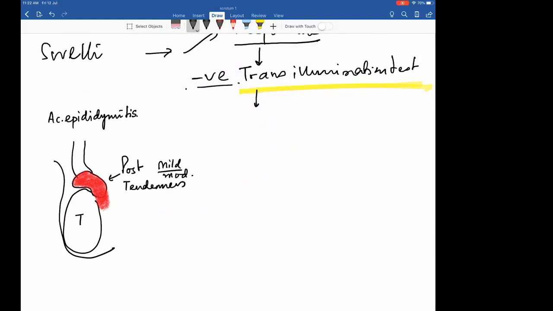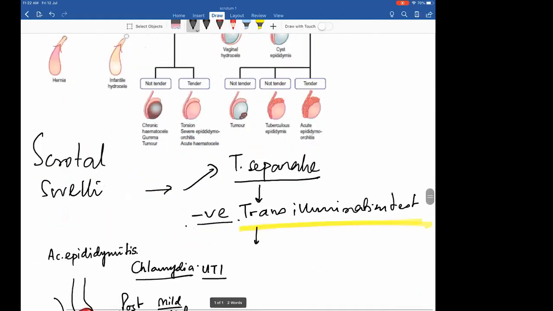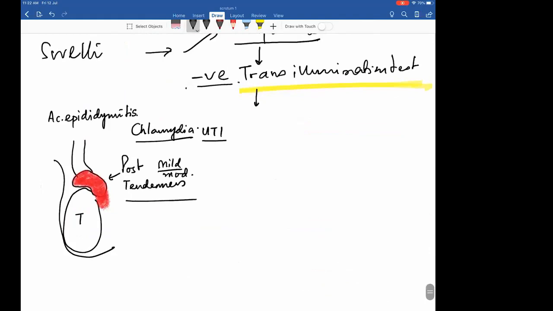Now, the etiology varies from chlamydia to gram-negative organisms, but epididymitis is sometimes part of a urinary tract infection with a retrograde flow or part of a sexually transmitted disease. So please remember this one. The single word to remember is, if the transillumination test is negative and it is tender, I will take a red ink to make you remember this one. If it is tender, think about this thing.